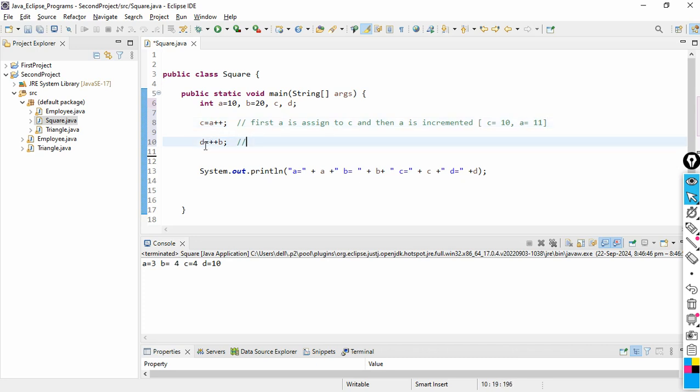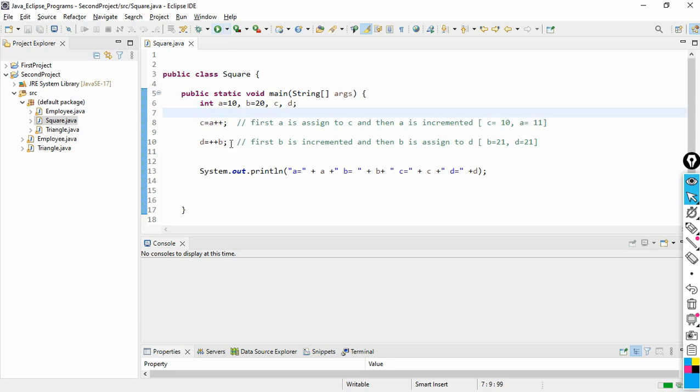Now this is a plus plus pre-increment operator. So what happens? First B is incremented, and then B is assigned to D. So B is incremented, therefore B becomes 21, which is assigned to D, therefore D is also 21. So this is the output that you should get on the monitor. So let me save and run it.